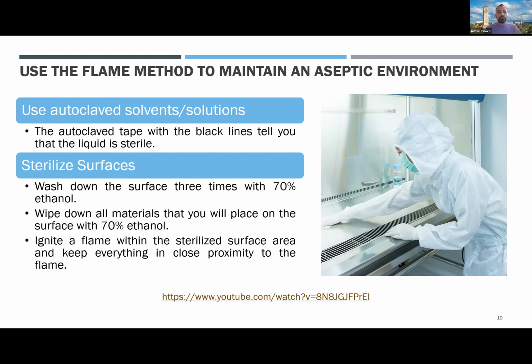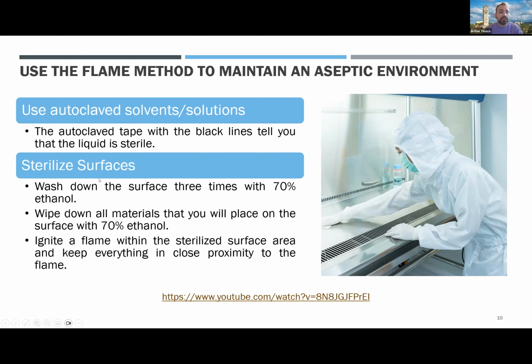And so we do autoclave, and we use this really special type of tape that we put on it so that after the autoclave process occurs, the tape will turn black and will tell you that you have successfully autoclaved the bottle and the solvent and solution.